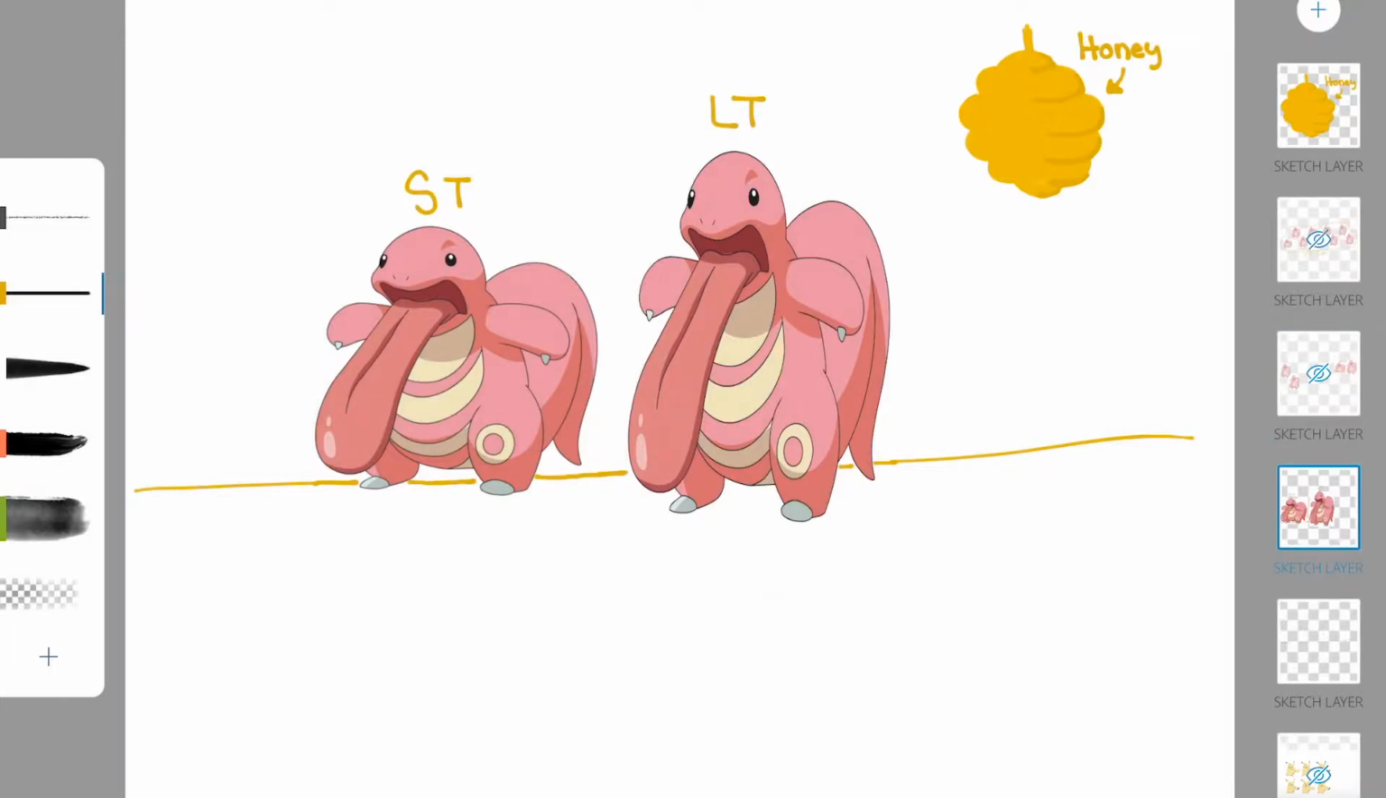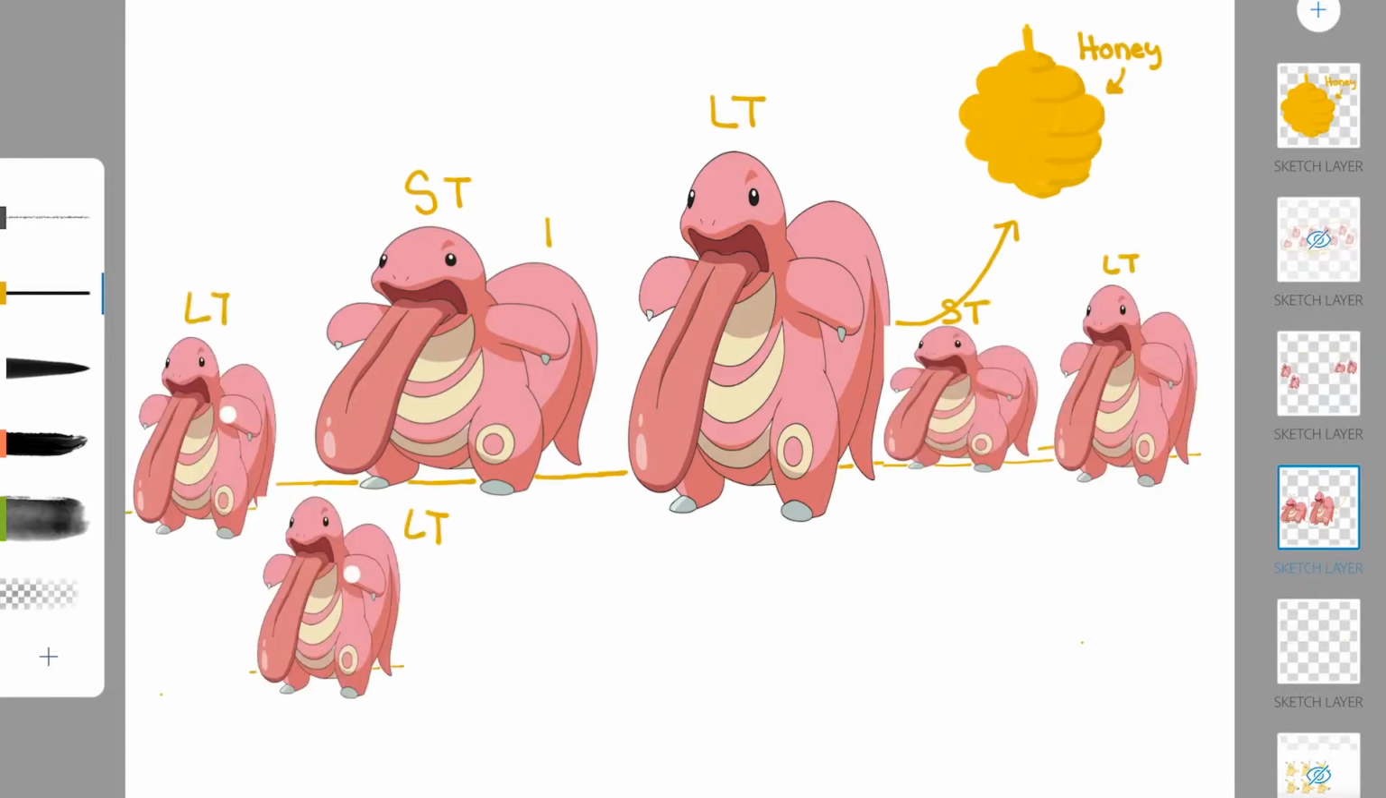To understand natural selection, let's look at the lickitung population. There are two phenotypes, long tongue and short tongue. They both eat honey. The long tongue is better able to reach the high-up beehives. This means it has more energy for reproduction. It produces 3 offspring, while the short tongue only reproduces 1.